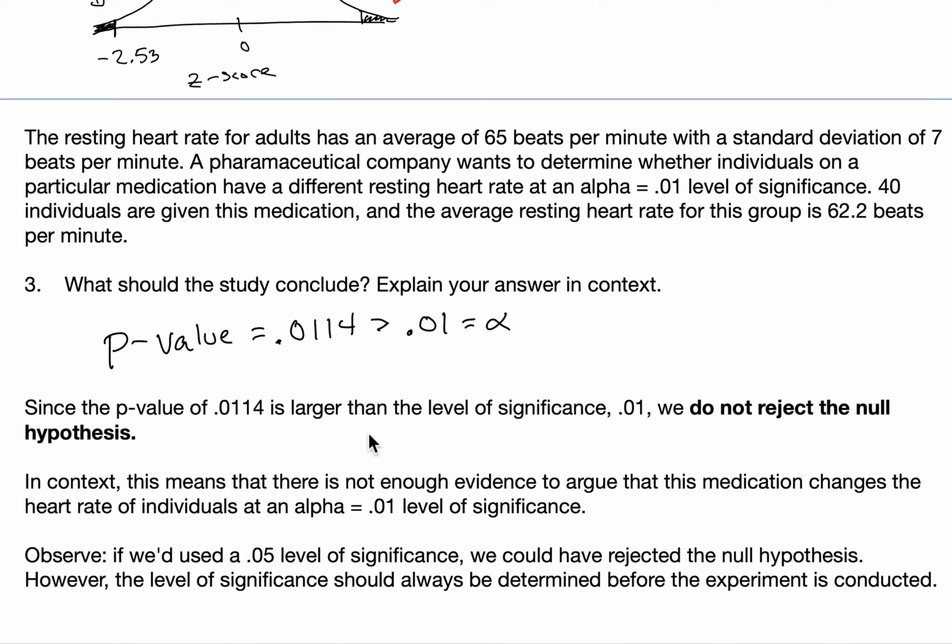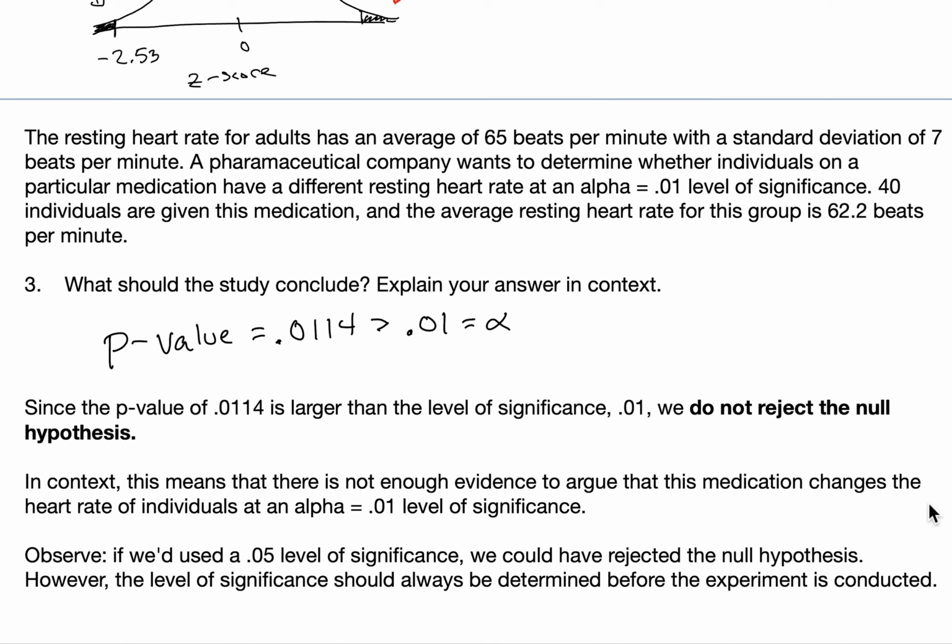The null hypothesis was that the heart rate is unchanged for people on this medication. We're saying we don't have enough evidence to show that the medication changes the heart rate. So we do not have enough evidence to argue that this medication changes the heart rate of individuals at an alpha equals 0.01 level of significance. We do not reject the null hypothesis, and this is what we would say in context, or something we could say.